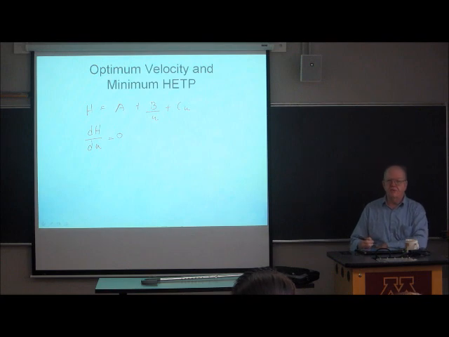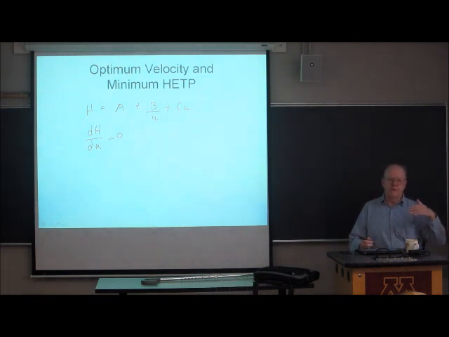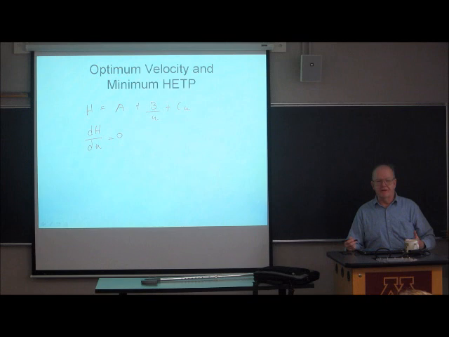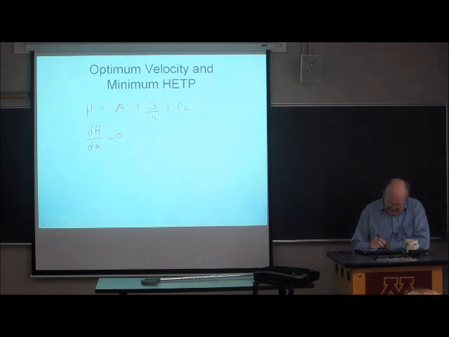And you set the slope equal to 0. The slope is 0 at either a minimum or a maximum in the curve. Well, if we differentiate this, the derivative of A, a constant, with respect to velocity is nothing. The derivative of B over U with respect to velocity is minus B over U squared. And the derivative of CU with respect to velocity is simply C, and we set that equal to 0.